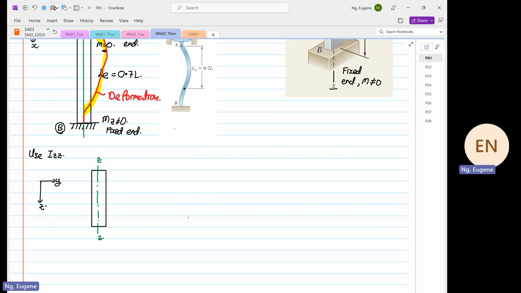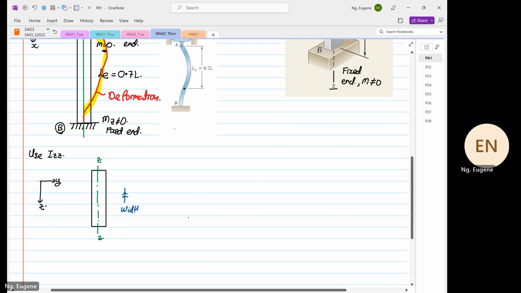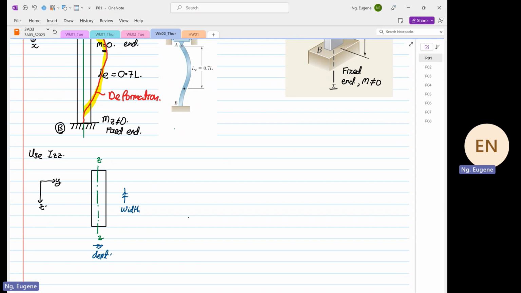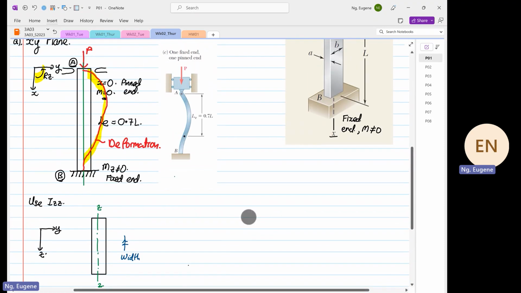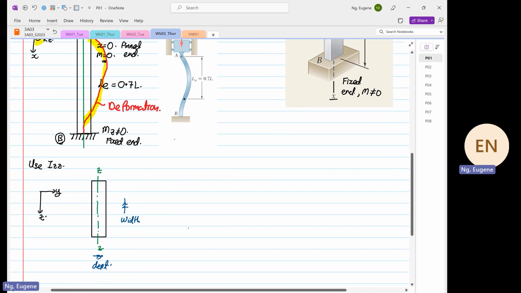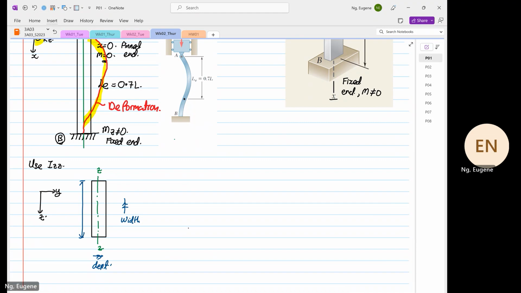So we know from here that this is our width, and over here, this is our depth. And we know the values. This is our geometry over here. This is our B. And the geometry over here, this is our A. Okay, so we know we have to use IZZ.